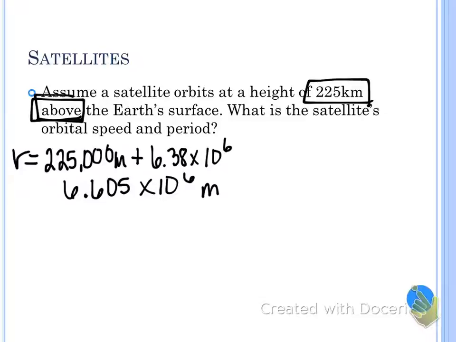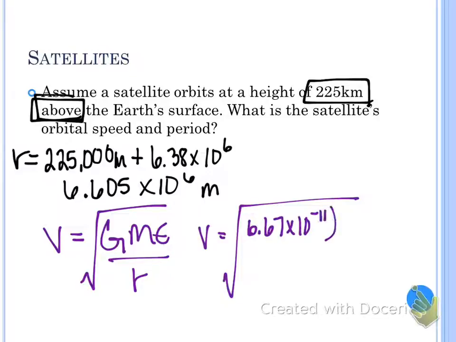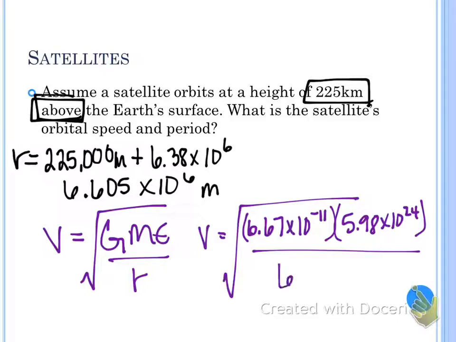All right, we want to solve for the speed of our satellite, so we'll use v equals square root of G, mass of the Earth, over r. And this r is not squared.